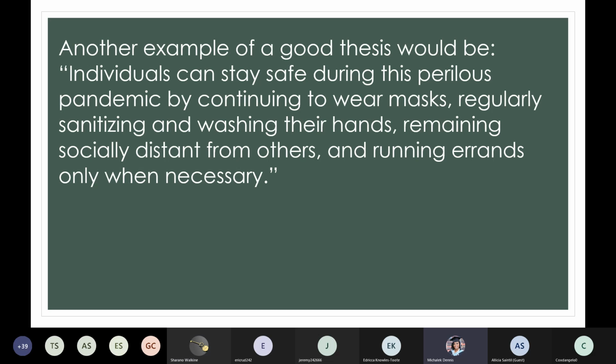Now, can you guys tell me how many points we're talking about in this particular thesis statement? How many points do we have to speak about? How many points would we see in our body paragraph based on this thesis statement? I see someone said 5. Anyone else? I see someone said 5. I see another person said 4.